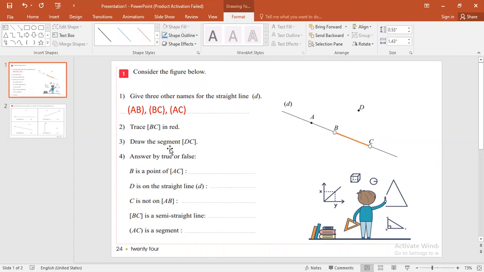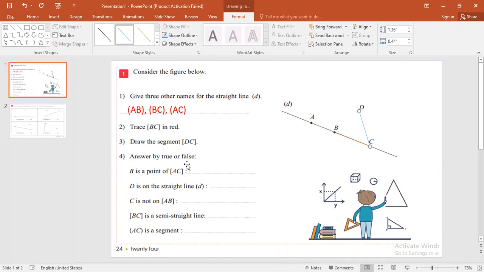Now draw the segment DC. To draw the segment, it is between brackets, so segment. To draw the segment, we have to join the point D to the point C and we don't elongate it. So we draw a segment from D to C only.